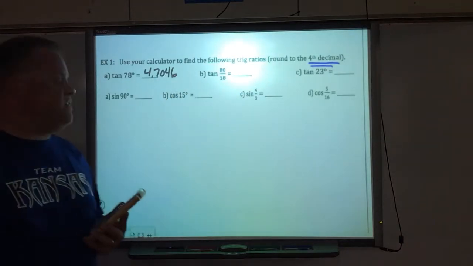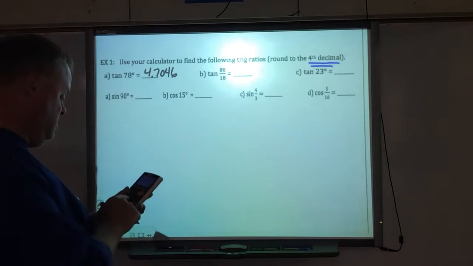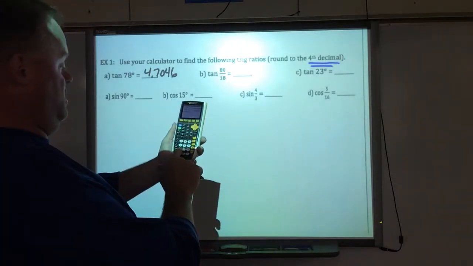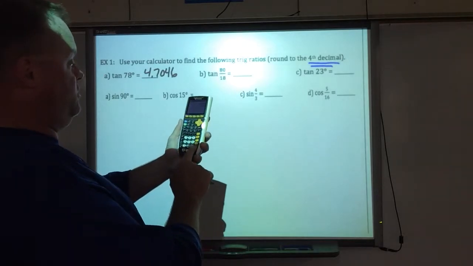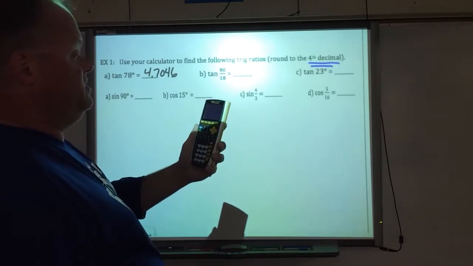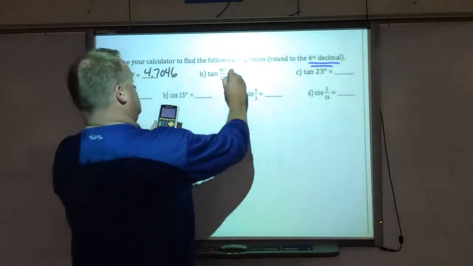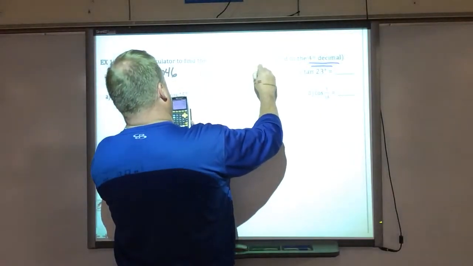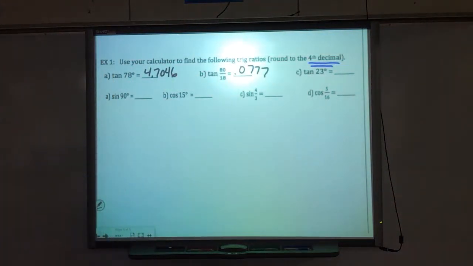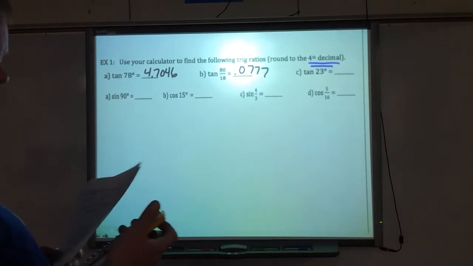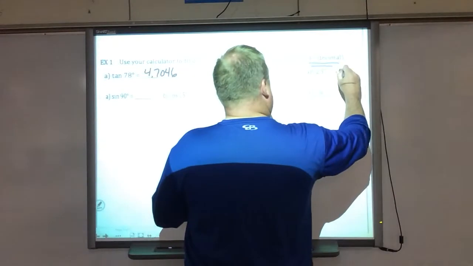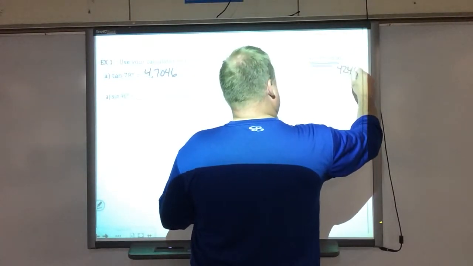How about tangent of 80 over 18? Tangent 80 divided by 18. Close my parentheses. It should be 0.0777. All right. How about the next one? Tangent of 23 degrees. You should get 0.4245.